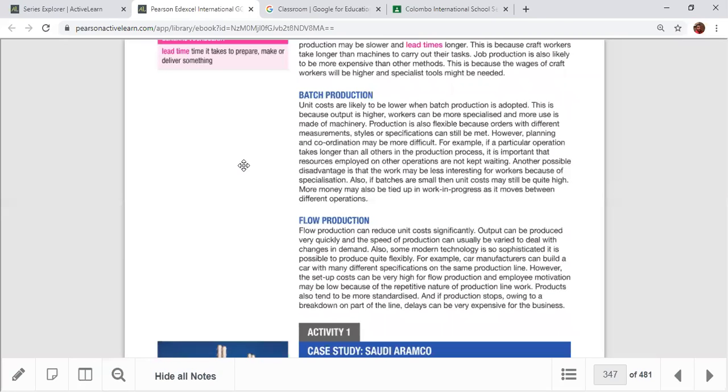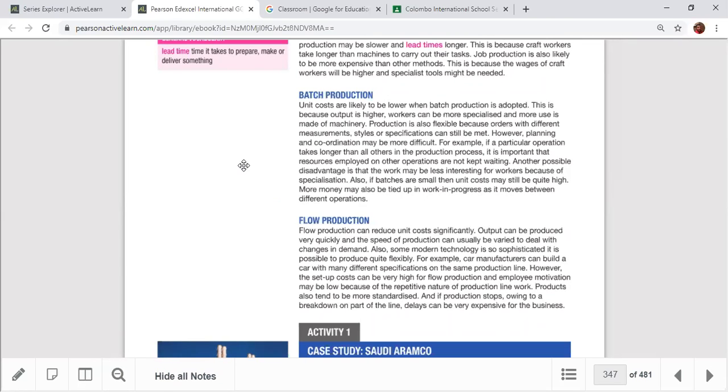Another possible disadvantage is that the work may be less interesting to workers because of the specialization. Monotony, boredom, repetition, these things can be expected. Why? It's a batch. You are doing your work again and again. Therefore, if batches are small, then the unit cost will still be quite high. More money may also be tied up in work in progress as it moves between the different operations. These things are there in batch production.